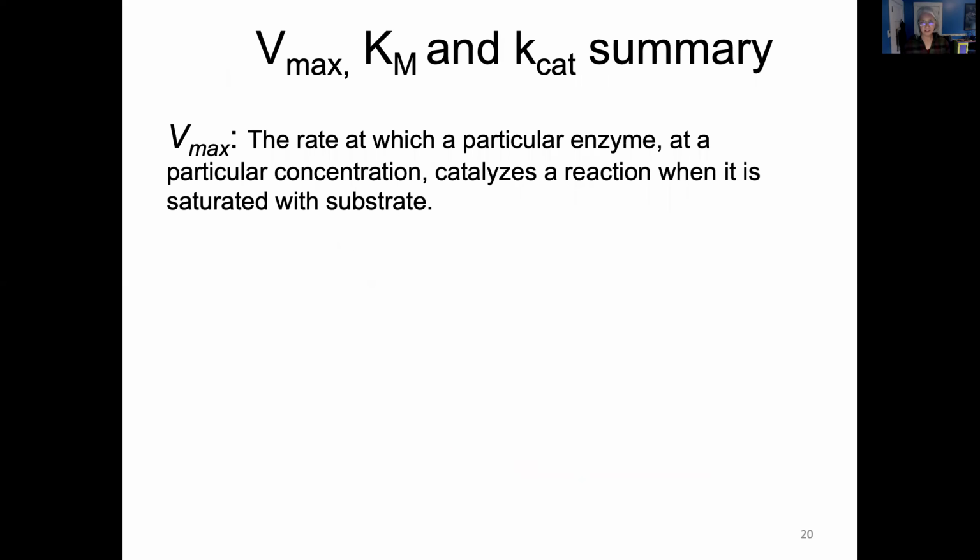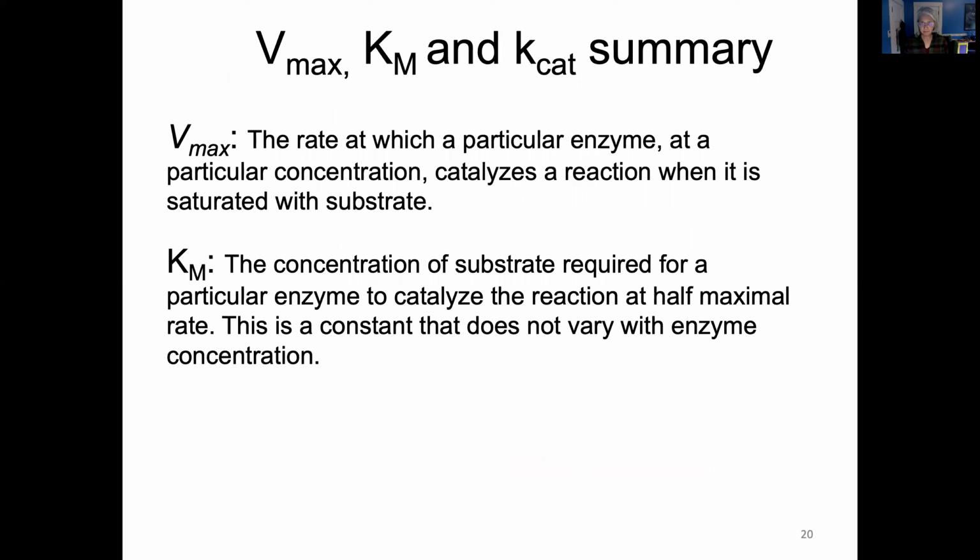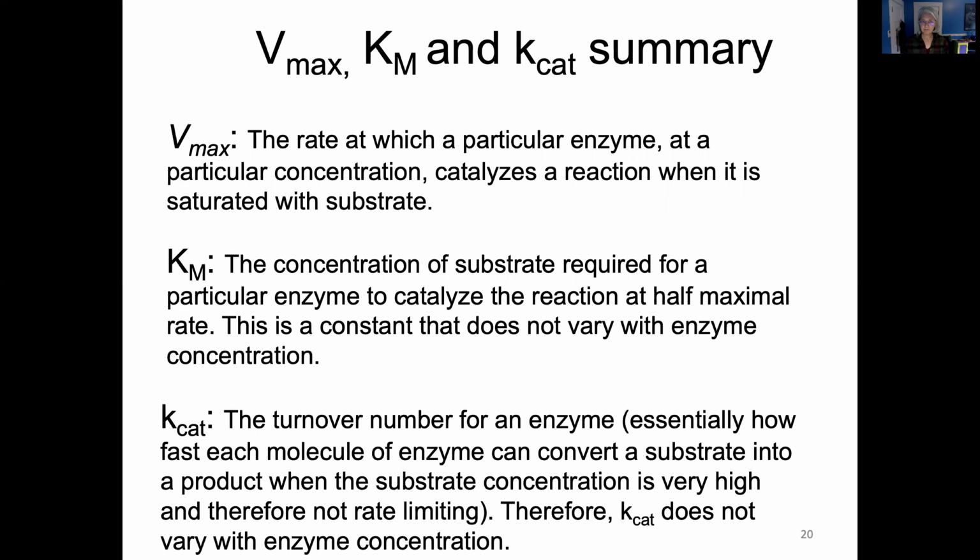Okay, so again, let's put all this together and summarize. Vmax is the rate at which a particular enzyme at a particular concentration catalyzes a reaction when it is saturated with substrate. Km is the concentration of substrate required for a particular enzyme to catalyze the reaction at half maximal rate. This is a constant that does not vary with enzyme concentration. And kcat is the turnover number for an enzyme, right? It's essentially how fast each molecule of enzyme can convert a substrate into a product when the substrate concentration is very high and therefore not rate limiting. And therefore kcat does not vary with the enzyme concentration.